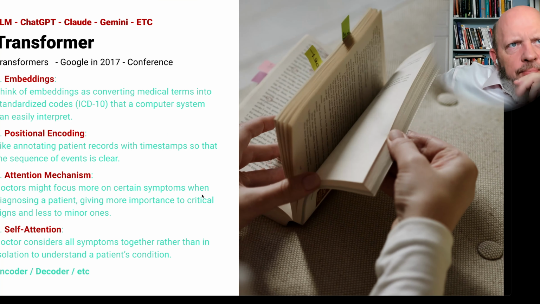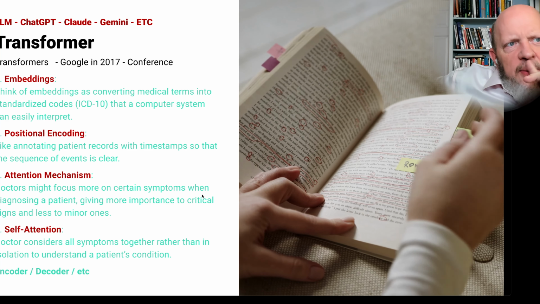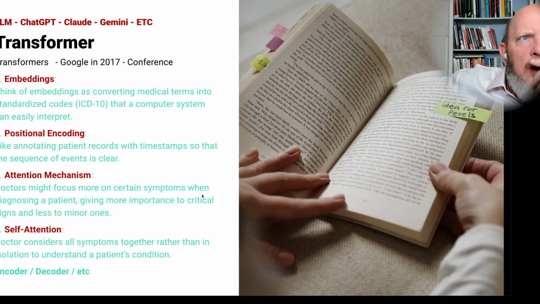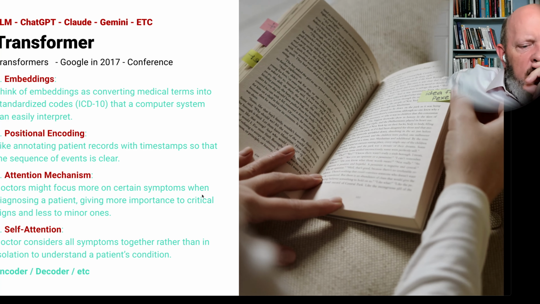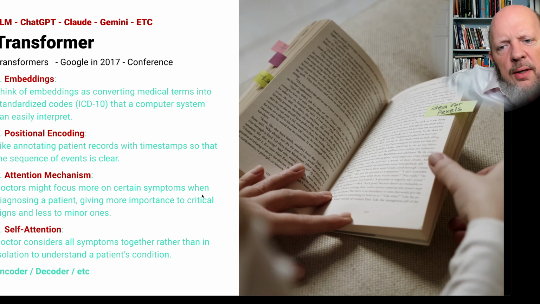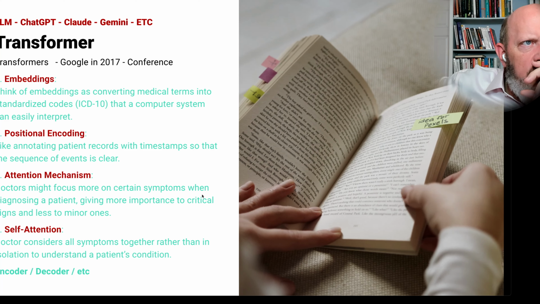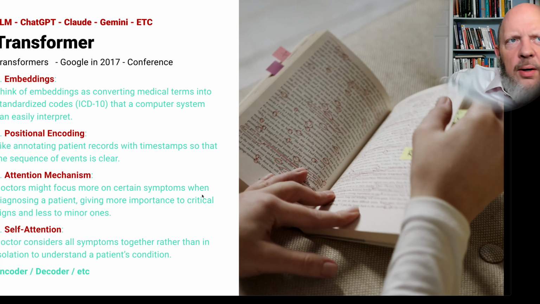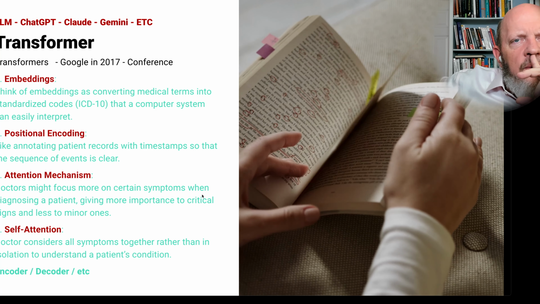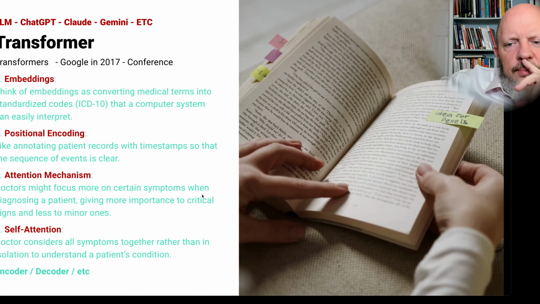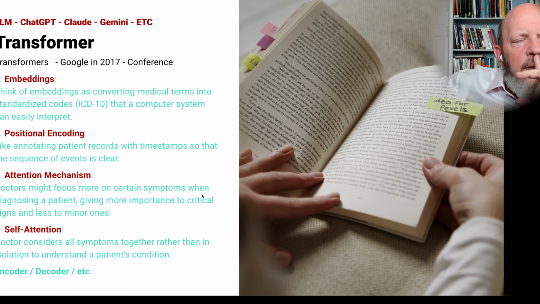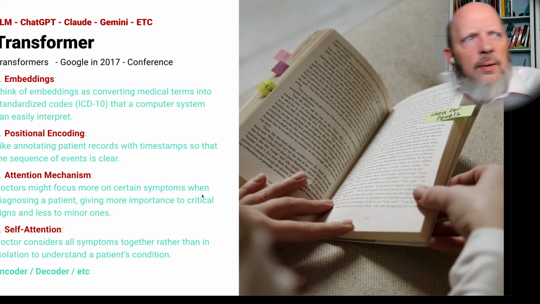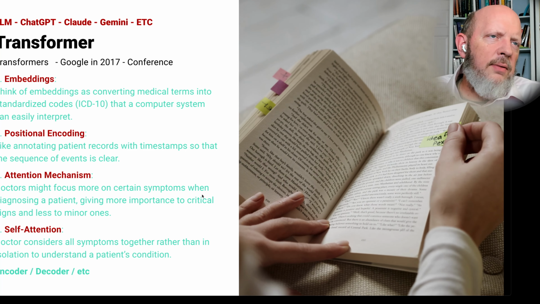Okay, so Transformers. Transformers did a couple things. The first is embedding. The term embedding basically just means a way to convert something to a standardized format. Think of an embedding as converting medical terms, Parkinson's disease, into a standardized code, I don't know, PD40, that a computer system can easily interpret. Then there's positional encoding, like annotating a patient's records with a timestamp so that the sequence of events is clear.